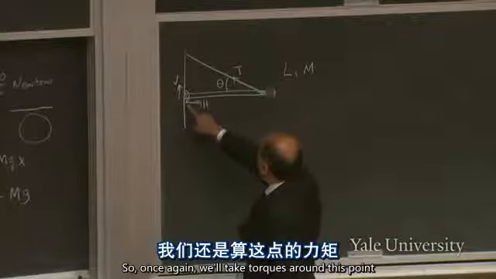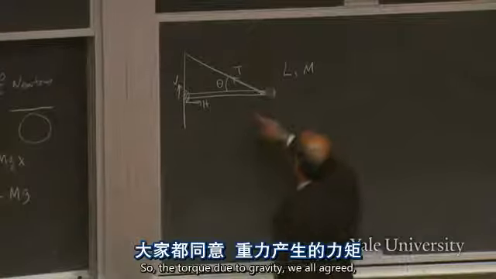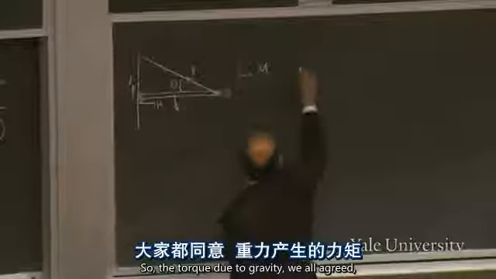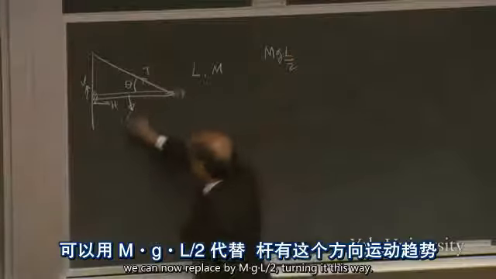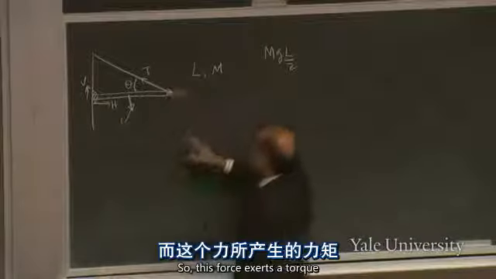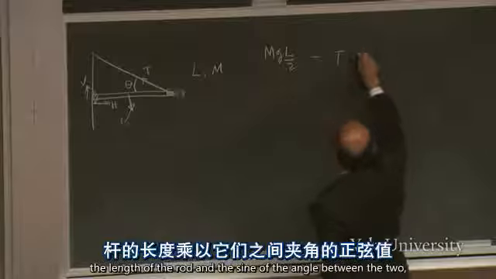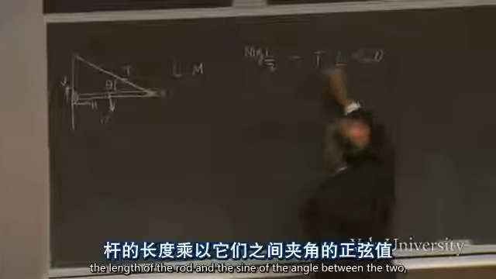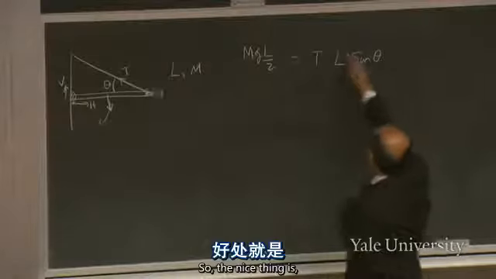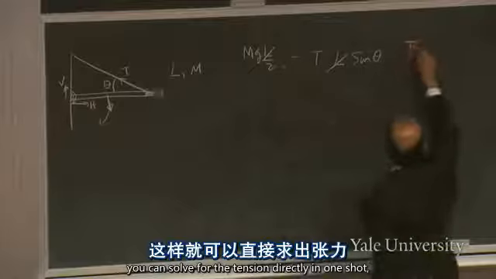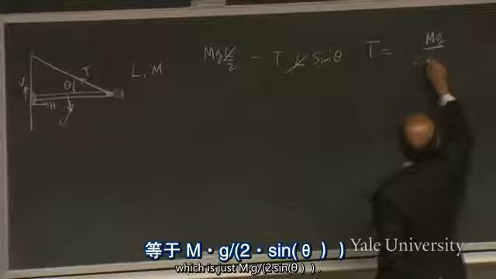So once again, we'll take torques around this point and see what it will tell us. So the torque due to gravity, we all agreed, we can now replace by mg L over 2, turning it this way. So this force exerts a torque which is equal to the value of the tension, the length of the rod, and sine of the angle between the two, which is this angle here. So the nice thing is you can solve for the tension directly in one shot, which is just mg over 2 sine theta.